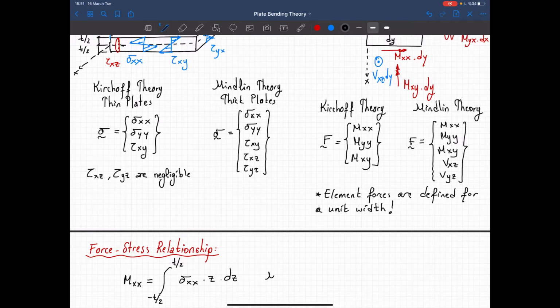So I can write the same thing for myy. That's equal to from minus t over 2 to plus t over 2 sigma yy multiplied by the moment arm z integrated over the whole depth of the member, and the torsional moment mxy will be equal to minus t over 2 to plus t over 2 tau xy times z times dz. So these are the moment stress relationships.